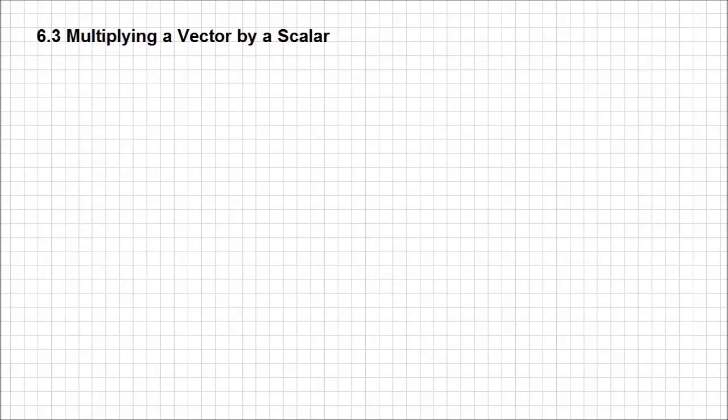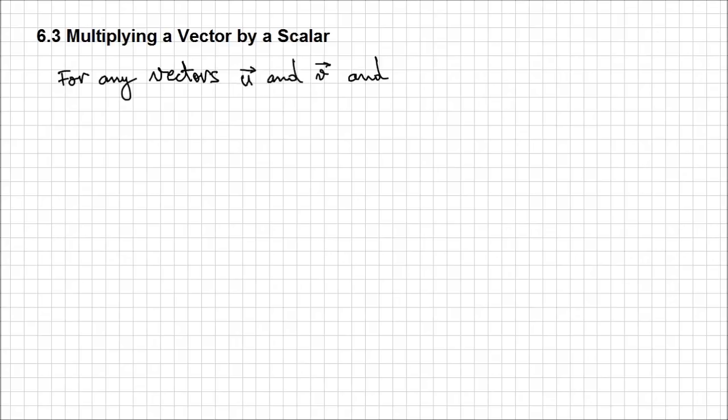Hello. In this lesson we're going to look at the properties that we have for multiplying a vector by a scalar. Considering any two vectors u and v and a scalar k and m, which are real numbers.